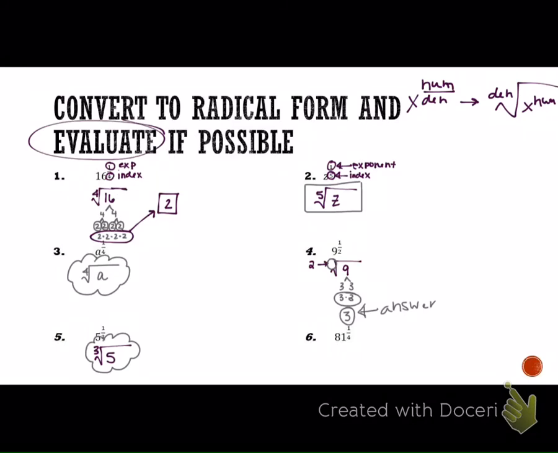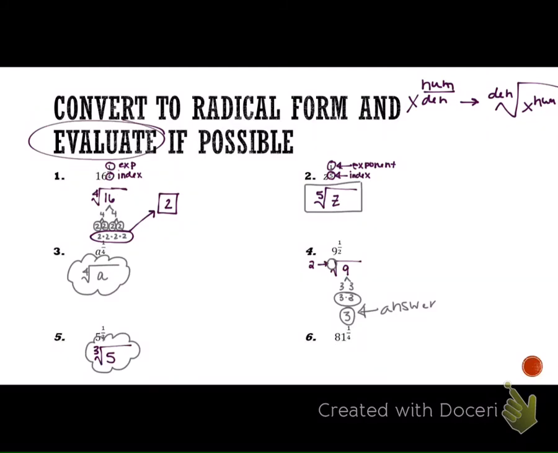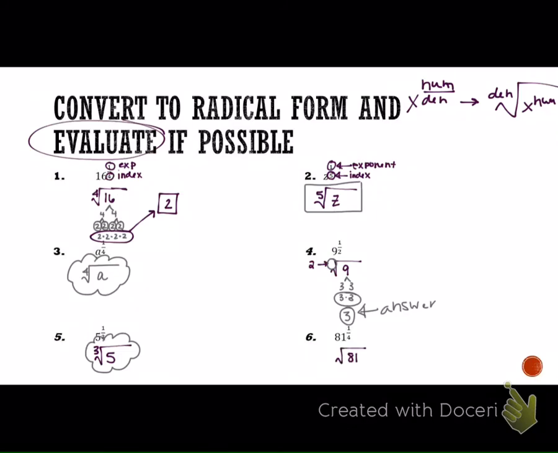Okay, Jordan, how do I rewrite 81 to the 1/4? So it's the radical, and 81 is on the inside. Good. And then on the outside would be 4. So the index is 4, so this is a 4th root. Okay, anything else? No, because the exponent is 1, which we don't need there.